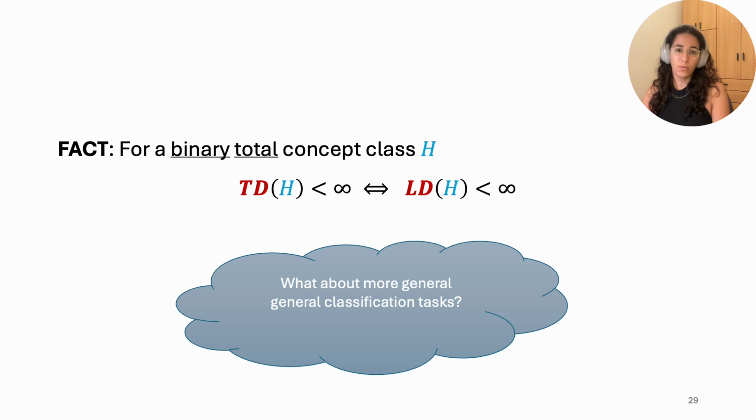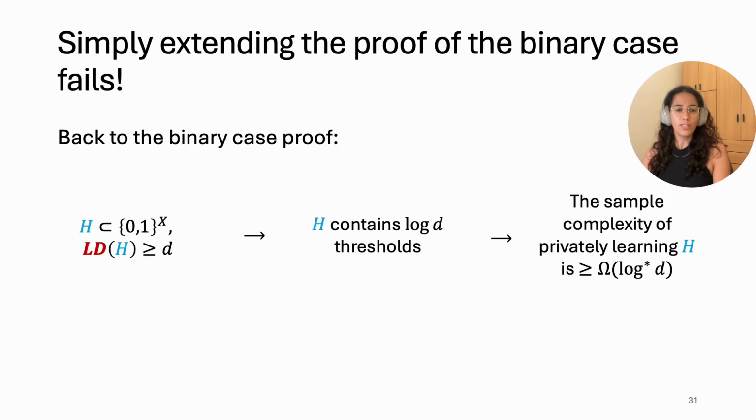So an obvious question would be, does this continue to hold for more general settings such as partial concept classes and multiclass? And the bad news is that it does not hold for more general classification tasks. So let's go back to the binary case proof.